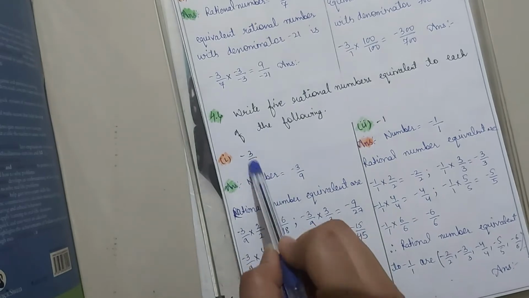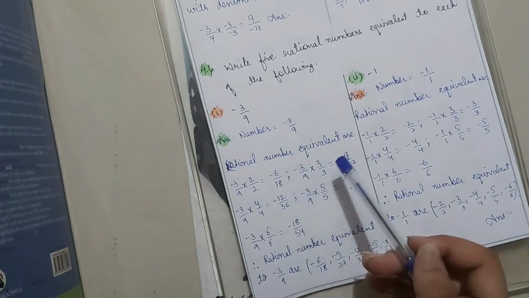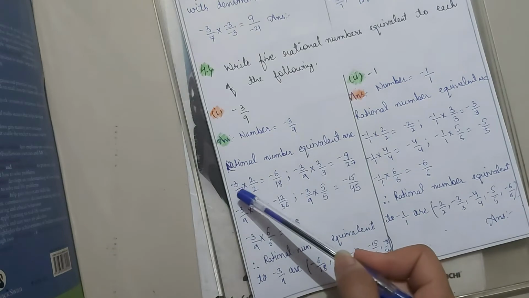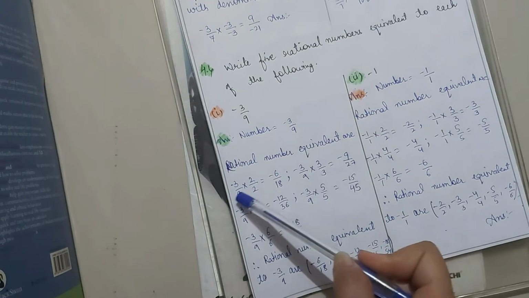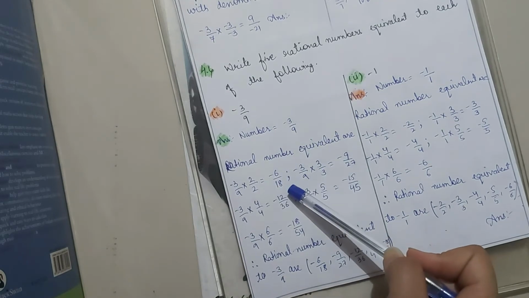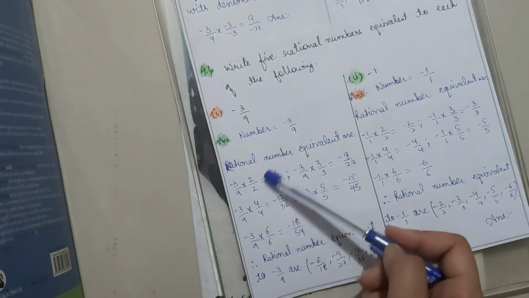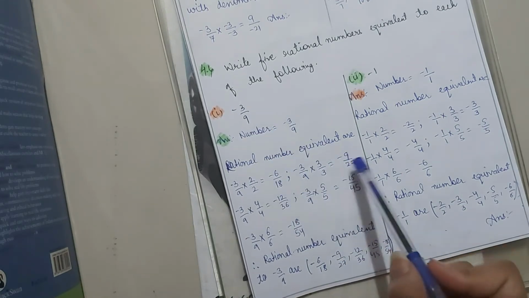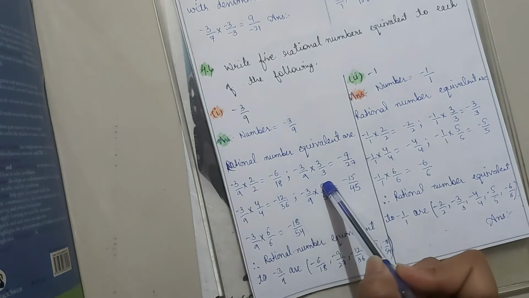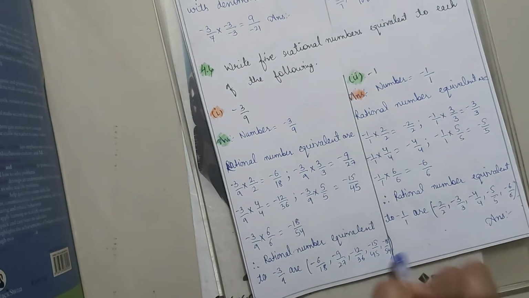Next question is write 5 rational numbers equivalent to each of the following. We are given a number, we have to write down any 5 equivalent rational numbers. So how to write 5 equivalent rational numbers? Just start multiplying from 2. Whenever we multiply minus 3 by 9 into 2 by 2, that would be minus 6 over 18. When we take the common factor, that would be 1 over 9. If we take the standard form of this, that would be minus 1 over 9. Similarly, we have to multiply by 3, by 4, by 5, by 6. Those are the equivalent rational numbers.